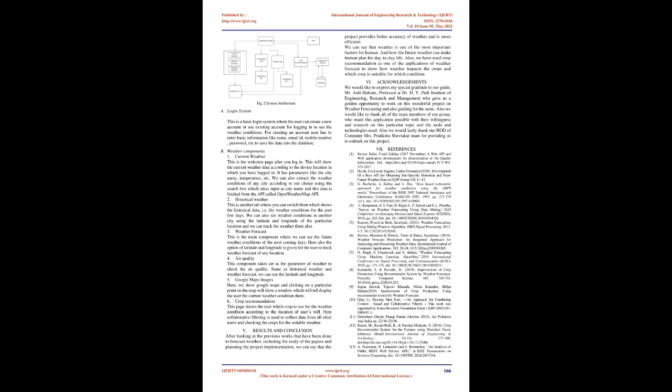V. Results and conclusion. After looking at the previous works that have been done to forecast weather, including the study of the papers and planning the project implementation, we can say that the project provides better accuracy of weather and is more efficient. We can say that weather is one of the most important factors for humans, and how the future weather can make humans plan their day-to-day life. Also, we have used crop recommendation as one of the applications of weather forecast to show how weather impacts the crops and which crop is suitable for which condition.